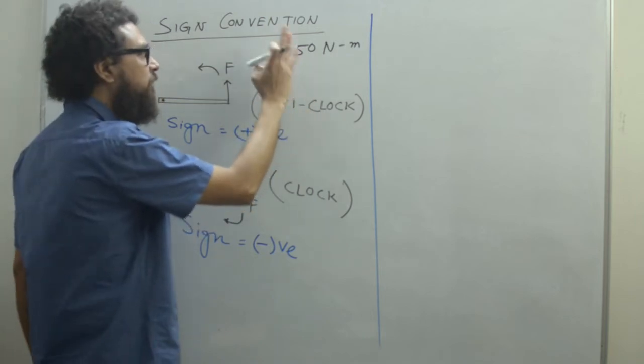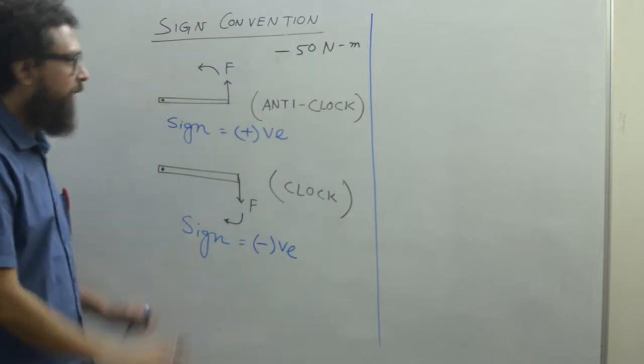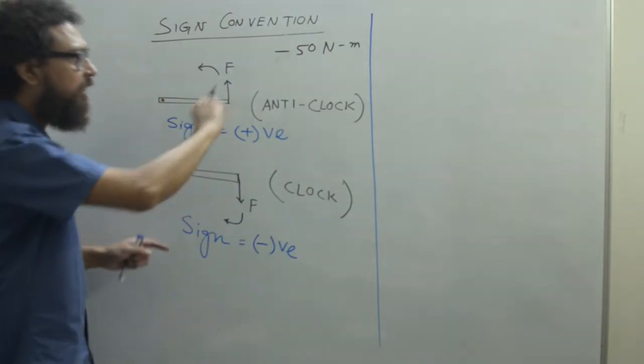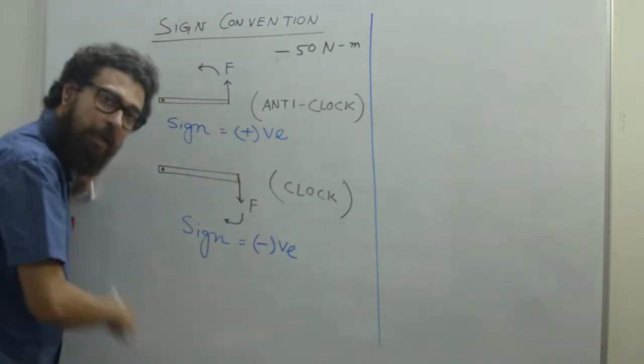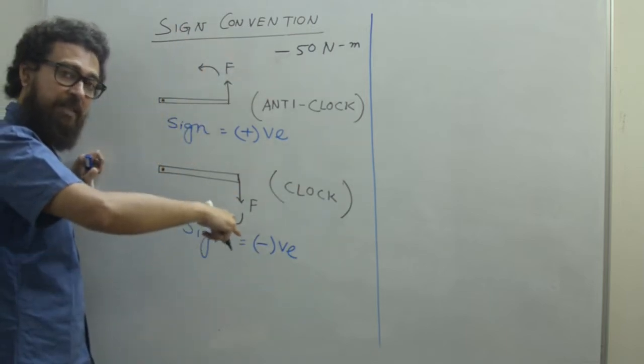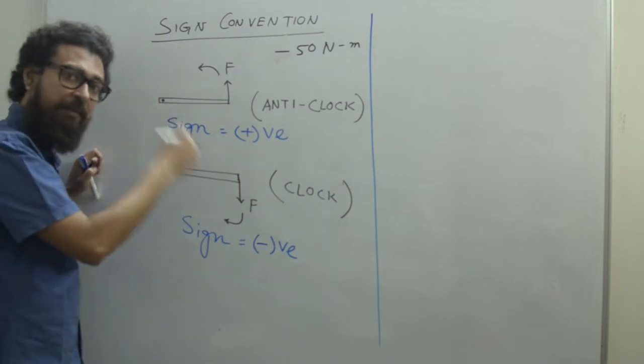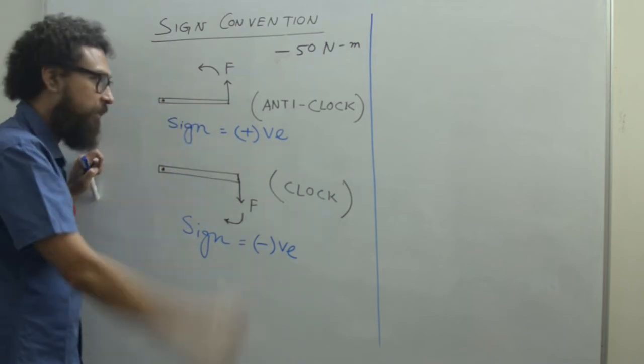If I write negative, then you can understand the magnitude is 50 Newton meter, but the direction of motion is clockwise. If it is positive, you can understand it is anti-clockwise. If it is negative, you can understand it is clockwise. So this is the significance of the sign convention.